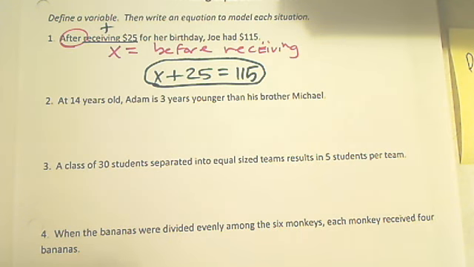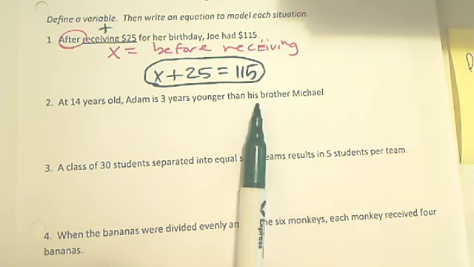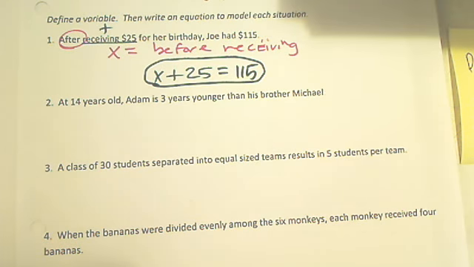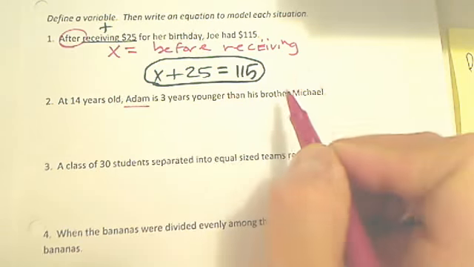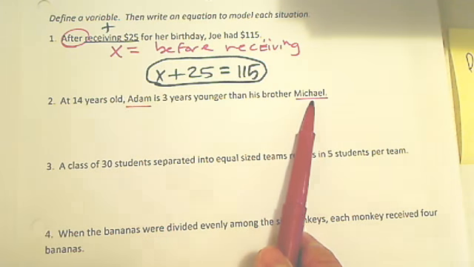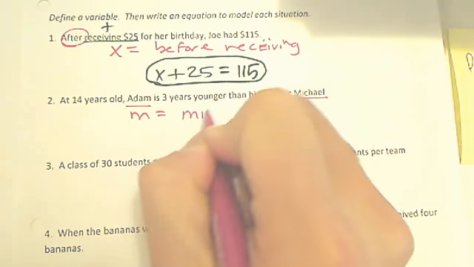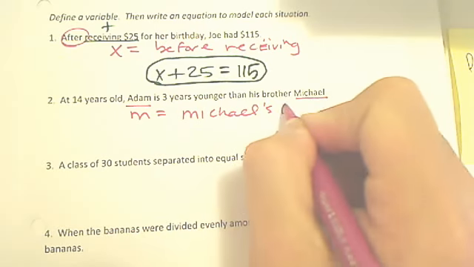Number 2. At 14 years old, Adam is 3 years younger than his brother Michael. So we have two people involved. Who's involved? We know that Adam is 3 years younger than Michael. What don't we know? We don't know Michael's age, right? So let's let M be Michael's age.